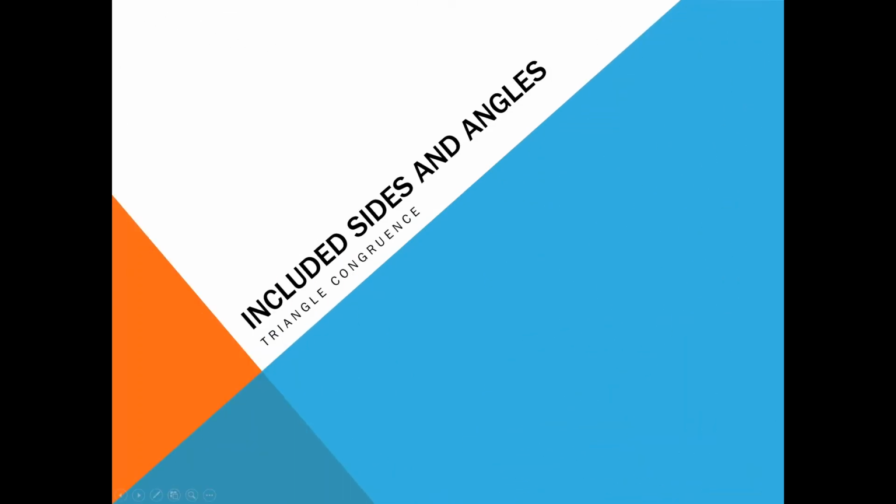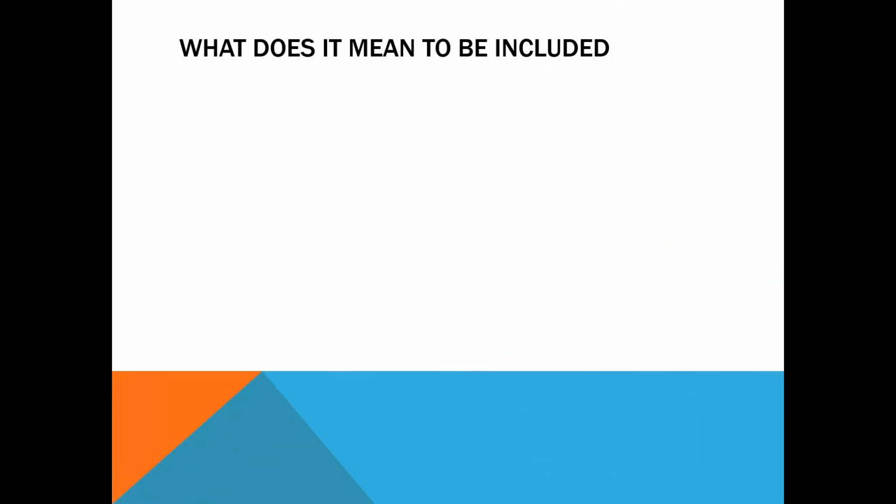So this lesson is going to be about included sides and angles. It's not a specific section in the textbook, but it's good to review this before we start with sections 4 and beyond. So what does it mean to be included?